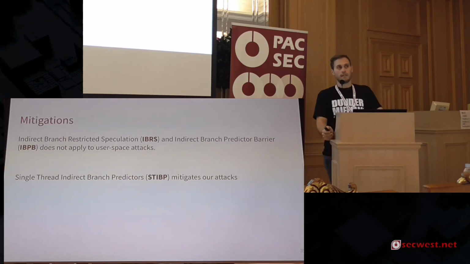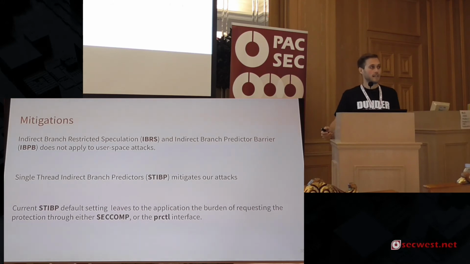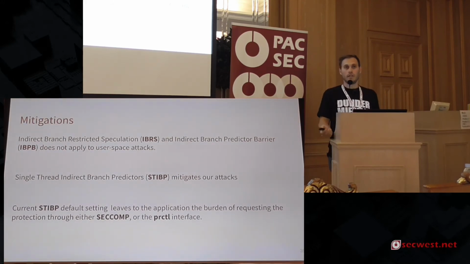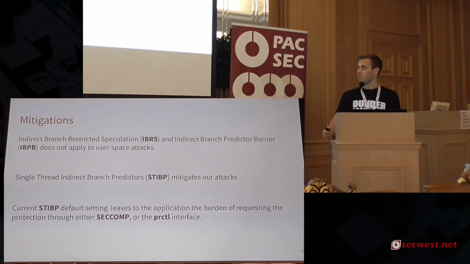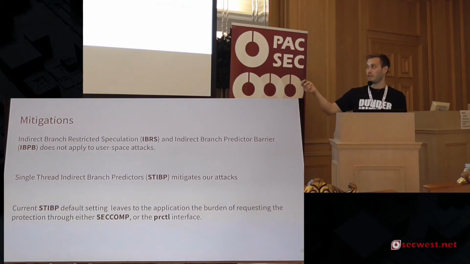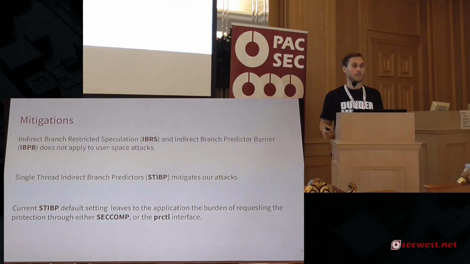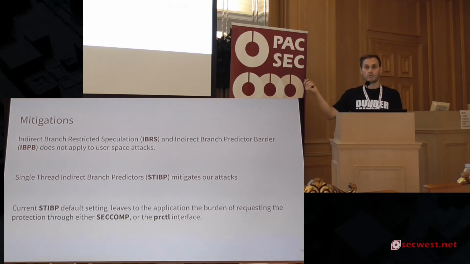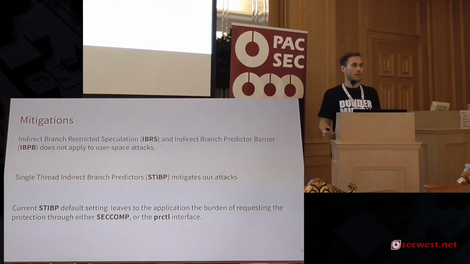The problem with this is that, in theory, this works and it's very nice, but STIBP is very expensive as a mitigation, and is by default left as conditional, which implies that the user application has to request it as a protection, either using seccomp or the prctl interface. And basically all of the applications we have seen that don't use seccomp are vulnerable to this, because nobody actually requests this type of protection.